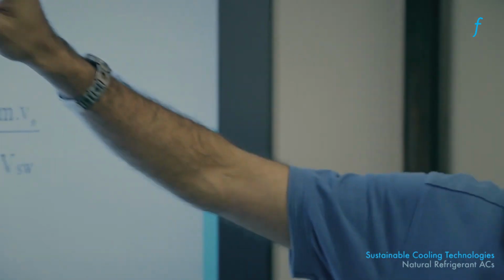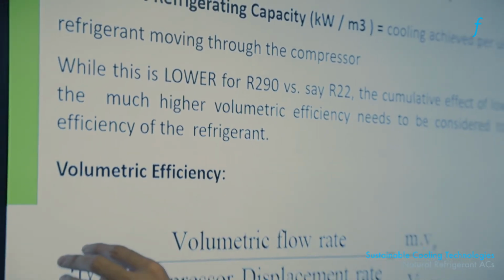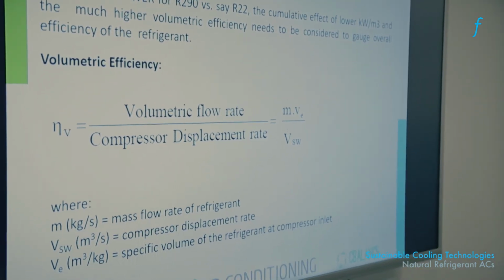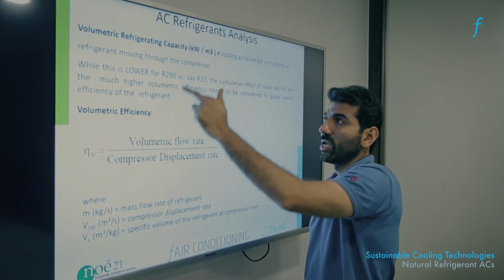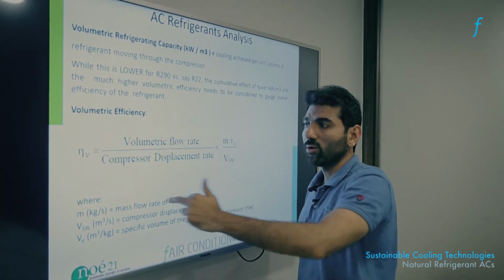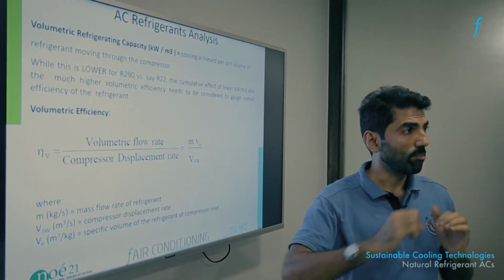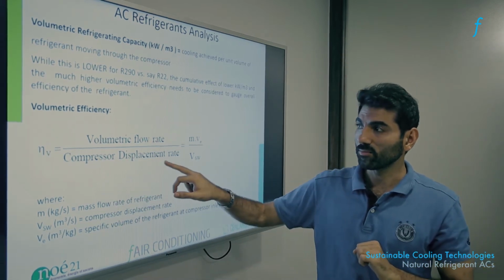To understand how a refrigerant can have a better COP despite having a lower volumetric refrigerating capacity, we must understand that the key parameter that determines the efficiency of an AC, or the coefficient of performance, is not just the volumetric refrigerating capacity. It also depends on the amount of refrigerant I am able to push through the compressor per stroke of the compressor, which is called the compressor displacement rate.